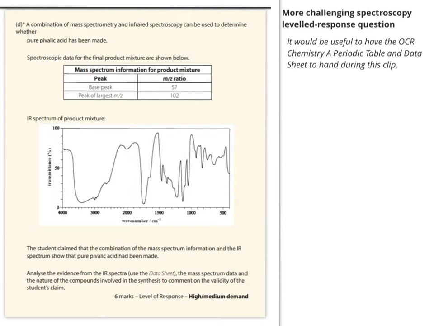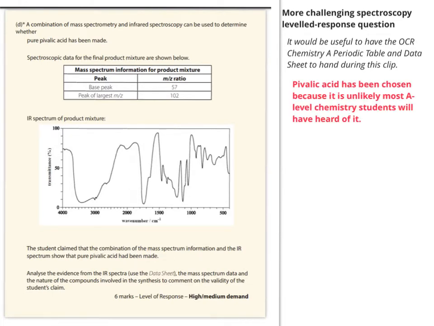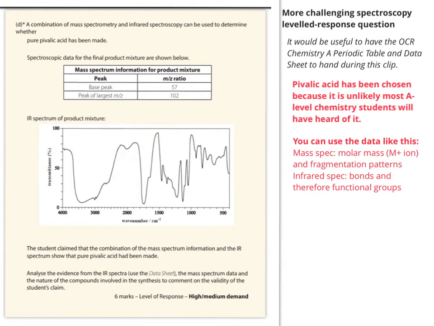Okay, so let's see what it tells us. It says a combination of mass spectrometry and infrared spectroscopy can be used to determine whether pure pivalic acid has been made. You probably won't have heard of pivalic acid, and that's on purpose. That's the first challenging part of the question. They mention something that won't have been in anybody's textbook, but they do give you spectroscopic data. For that reason, you can use the spectroscopic data to deduce various things about the molecule.